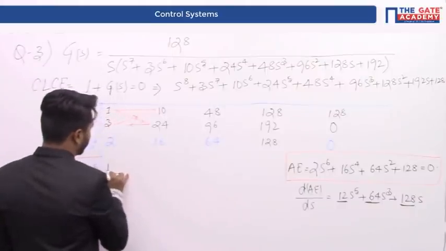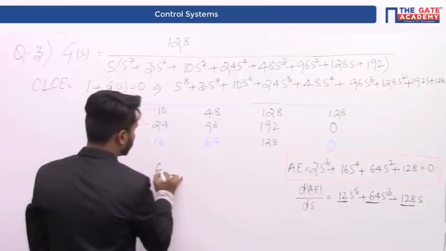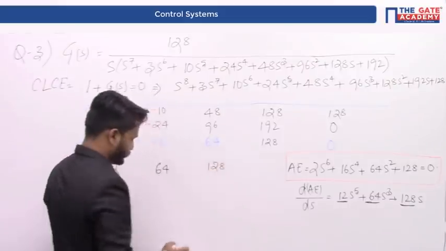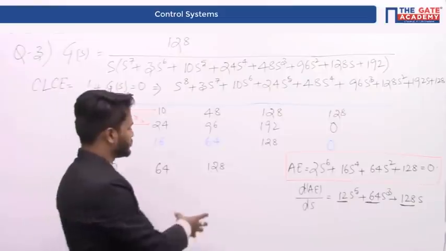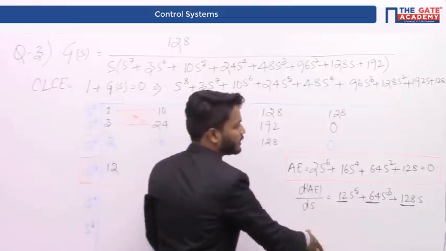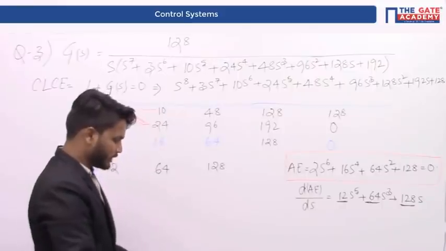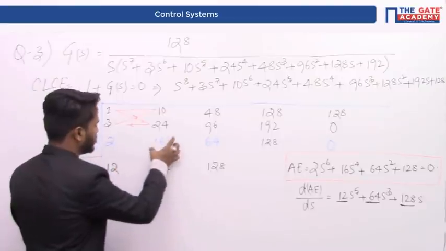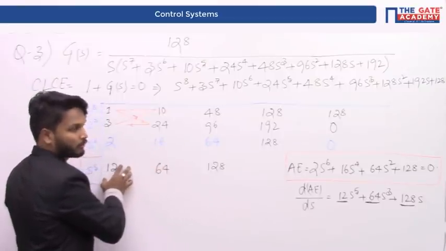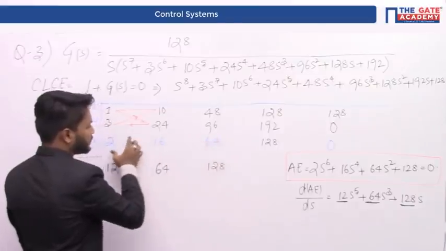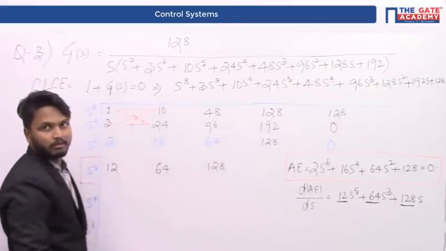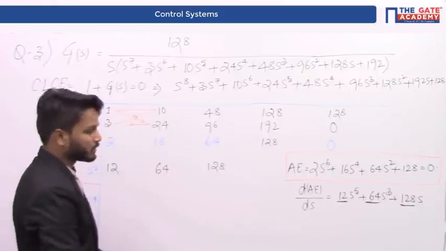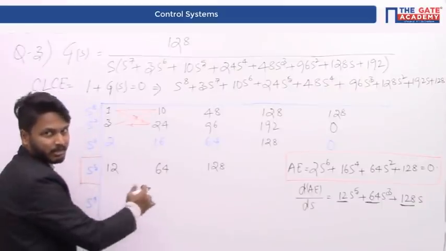So it is 12, 64 and 128. Just by replacing the zero coefficients with these, we proceed constructing the array. Therefore, if you go with the same process, the process is 12 into 16 minus 2 into 64 divided by 12, then 12 into 64 minus 2 into 128 divided by 12. If you proceed further, you will get these values. I'm just giving the values here directly.